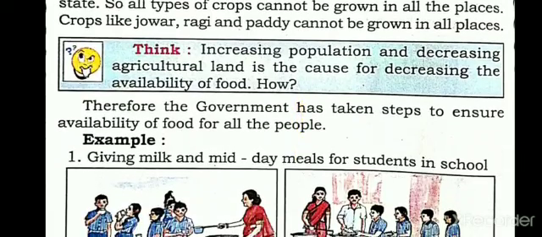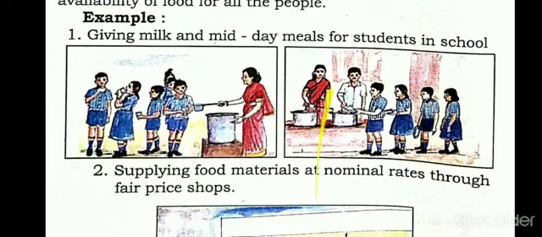Therefore, the government has taken steps to ensure the availability of food for all the people. For example, giving milk and midday meals for the students in school, supplying food materials at nominal rates through fair price shops.